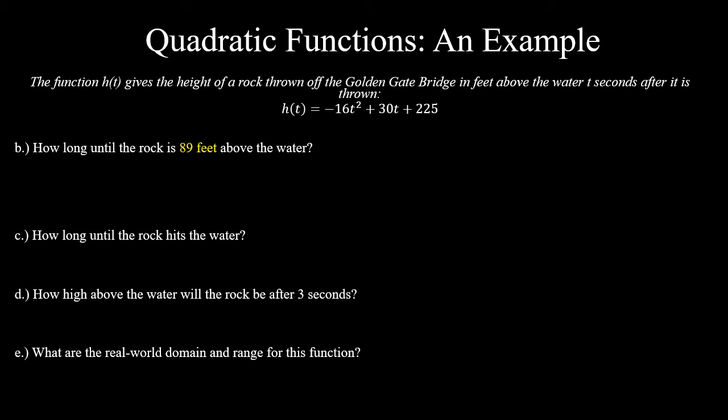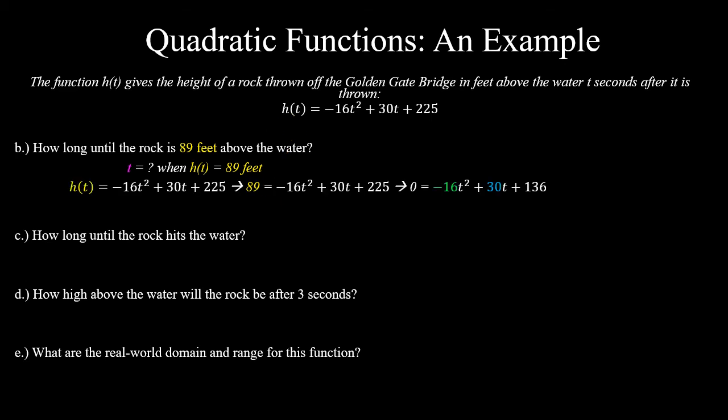So if we look at this question, it says how long until the rock is 89 feet above the water? 89 feet is a height. So we're given the output, which means we're looking for the input, okay? So if h of t equals 89 feet, how much time has gone by? How long did it take the rock to get to 89 feet above the water, all right? And remember, we're starting at 225 feet, so the rock has definitely been in the air for at least some amount of time if it's gotten down to 89 feet above the water. So all we're going to do is plug in 89 feet for h of t, all right? And then solve for t.